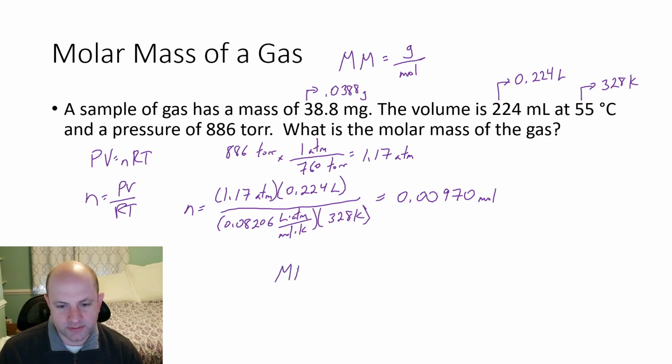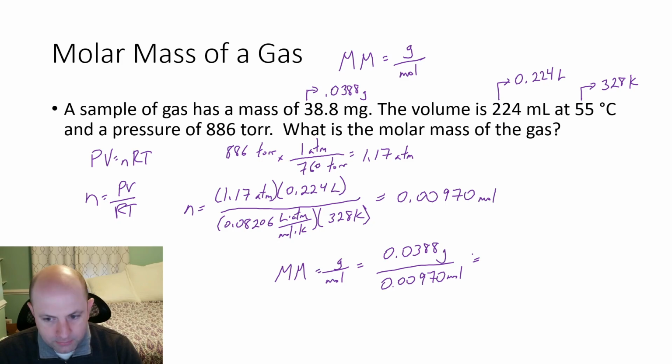But let's go ahead and get our final step. We got our molar mass is grams per mole. So we take the 0.0388 grams. We divide by the 0.00970 moles. And so when we type that in, 0.0388, yeah, divided by 0.00970. Well, conveniently, it's not much bigger than 1, but it is 4.00. My calculator says 4 exactly.